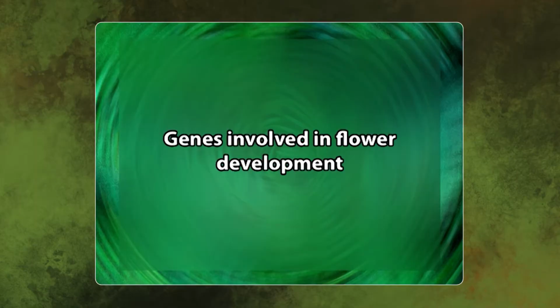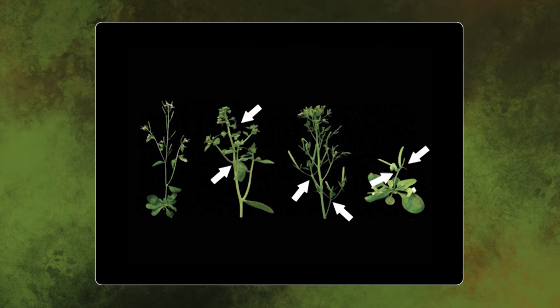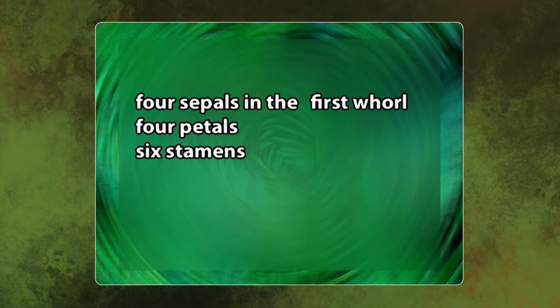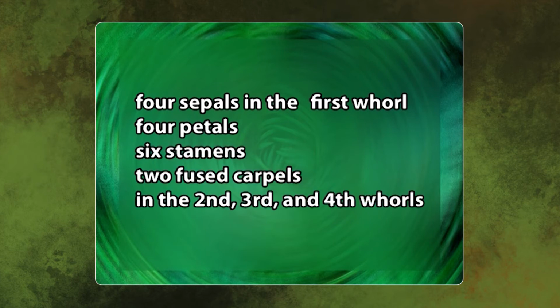Let us see genes involved in flower development. Arabidopsis flowers originate as small groups of undifferentiated cells called floral meristems on the flanks of the inflorescence meristem. In contrast to the indeterminate shoot meristem, flowers are determinate structures that produce a definite number of organ primordia. These organ primordia reside in 4 concentric rings called whorls, with 4 sepals in the outermost whorl, followed by 4 petals, 6 stamens and 2 fused carpels in the second, third and fourth whorls respectively.